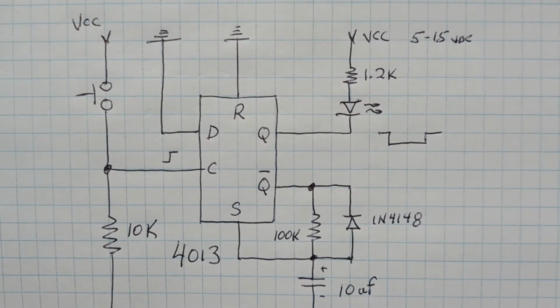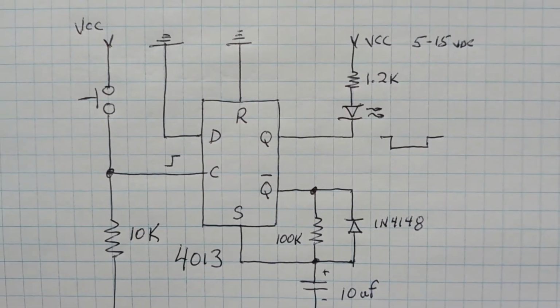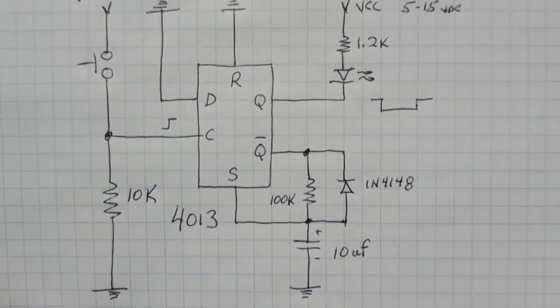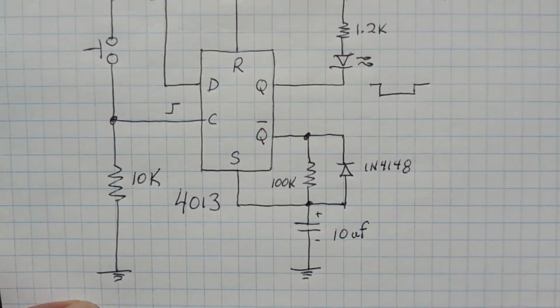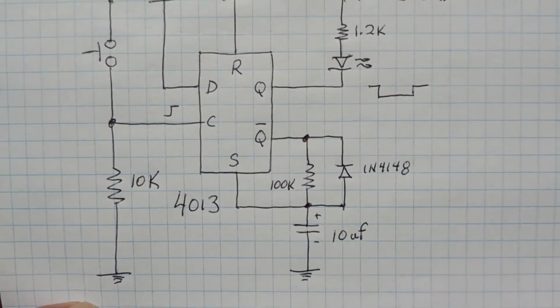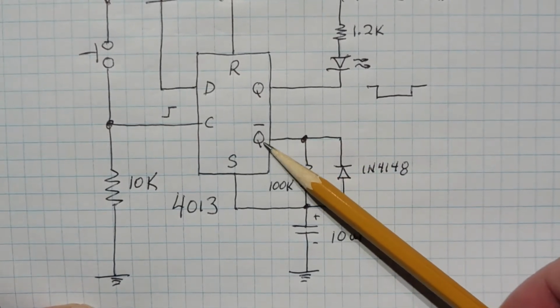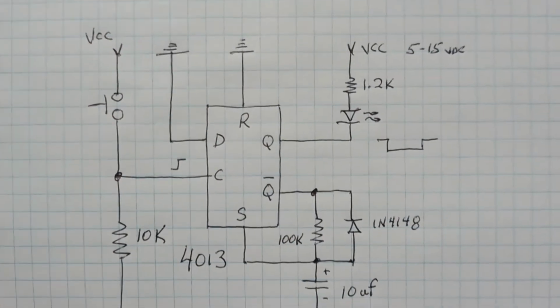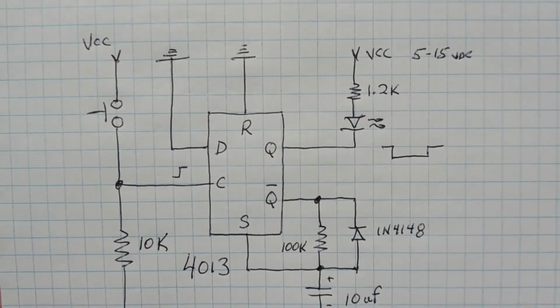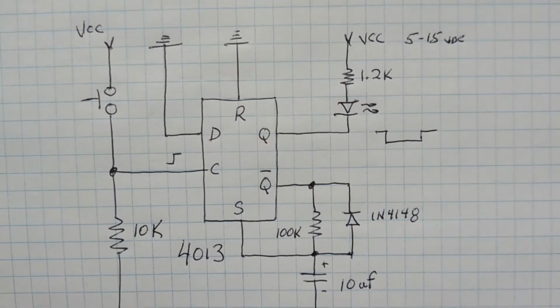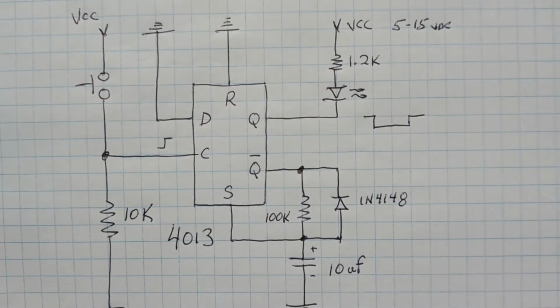Now when the circuit is first powered up, the Q output is high, so the LED will be off. And the Q0 output will be low, and the capacitor will be discharged because the diode would bleed off any charge on it through the low level on the Q0. Now the D input is grounded, the reset line is grounded. Now when you push the push button, we'll get a positive edge into the clock.